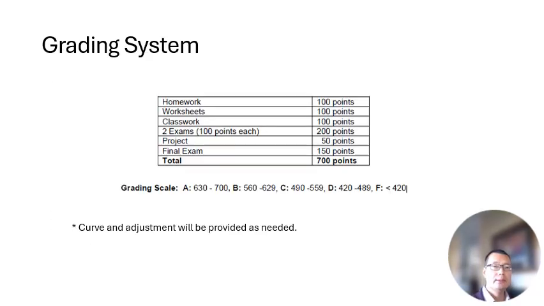So here's the grading system. You have homework, worksheet, classwork, exams, projects, everything adding up to 700 points. And I will grade each of those based on a 100% scale and multiply those points by the scale to determine how many points you get. And based on the total points you get, you will be graded with A, B, C, D, E, F.